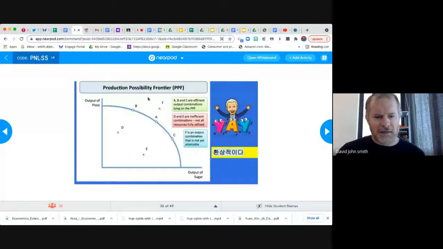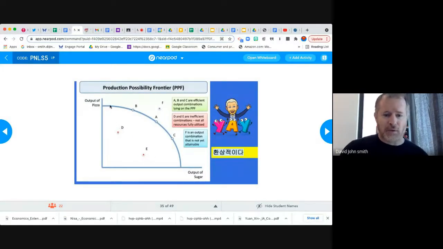Unemployed, fantastic, well done. Inefficient, yeah, you'd say inefficient. But yes, it is indeed inefficient, but we are thinking unemployment. So let's have a look at this now. Where are we? Where's our model? Where's it gone? Here it is. This model can illustrate unemployment.